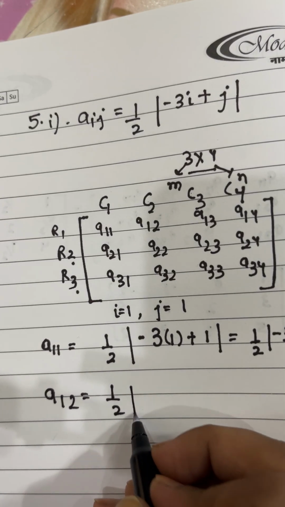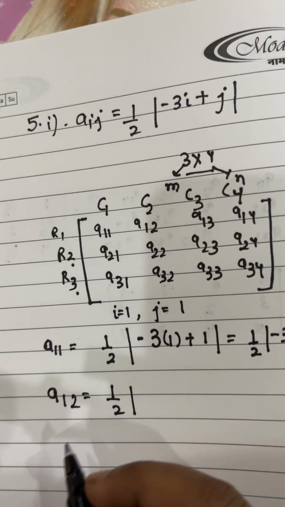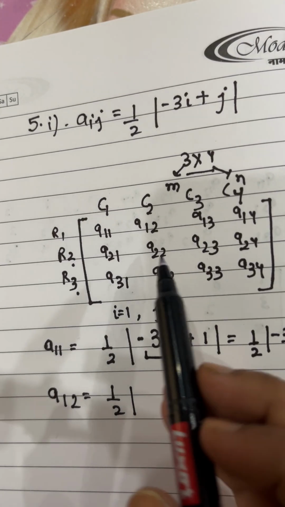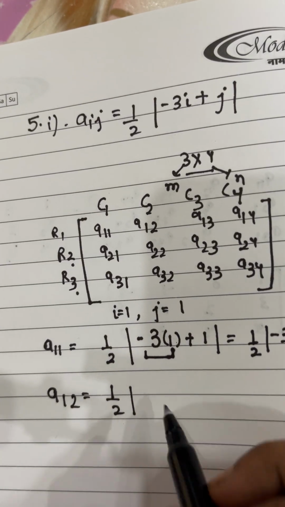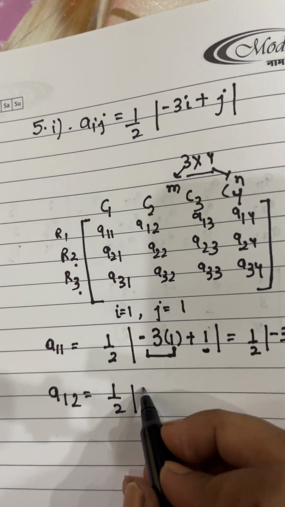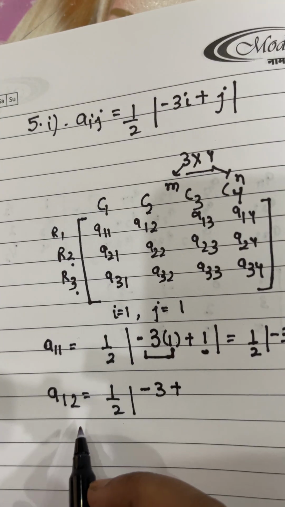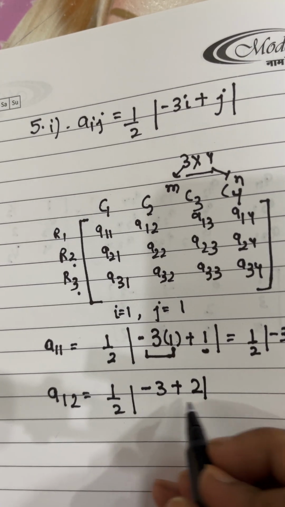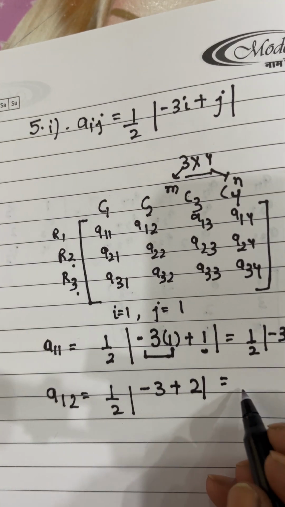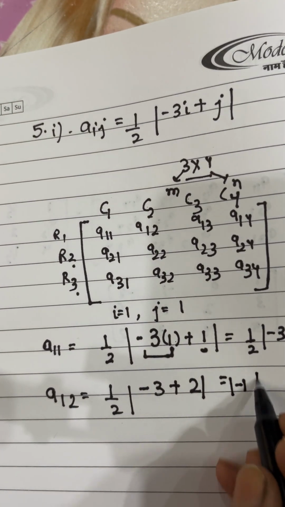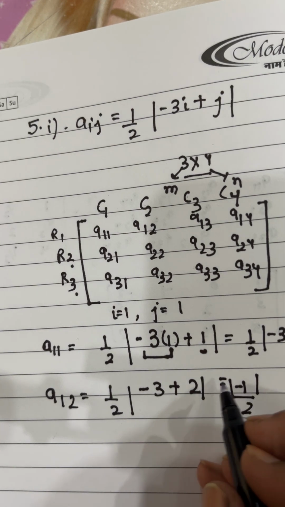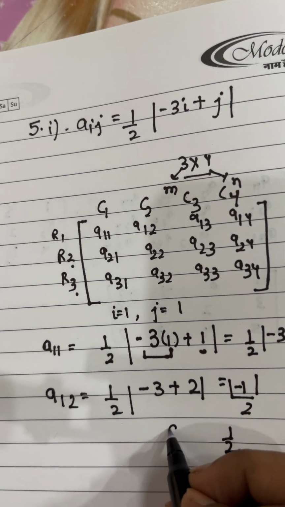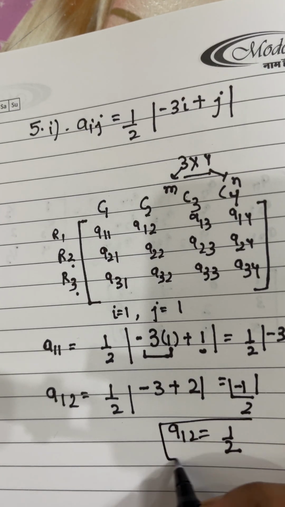Now A12, 1 by 2. Now in the first row i is fixed at 1. So here minus 3 into 1, in R1 only it will be minus 3. So only this entry will differ. Minus 3 plus j, which is 2. This is minus 3 plus 2 is minus 1, divided by 2. When the minus sign comes outside from the modulus, it will become positive again. A12 is 1 by 2.